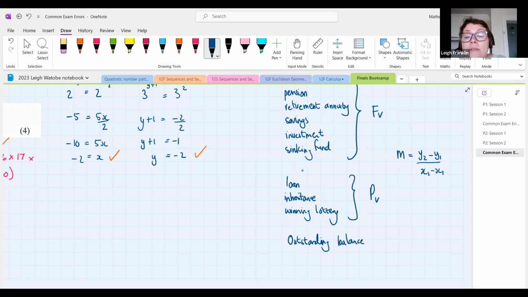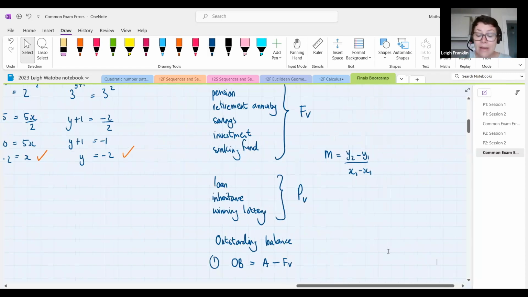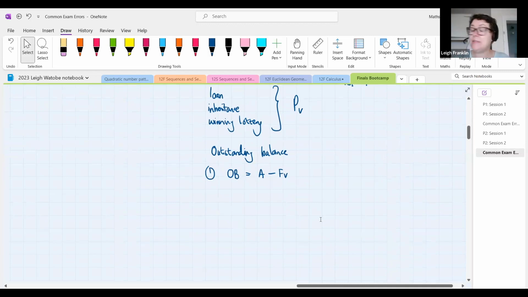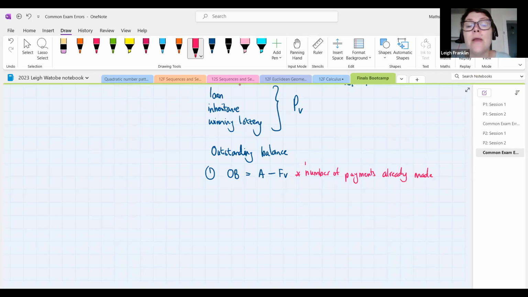there are 2 ways in which you can solve the problem. You will always be able to calculate an outstanding balance using A minus future value. In this situation, your N value is the number of payments that have been made. So I'm just going to write that for you again. For this one, it's the number of payments already made. So N equals.